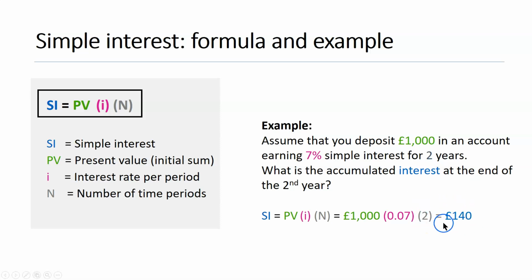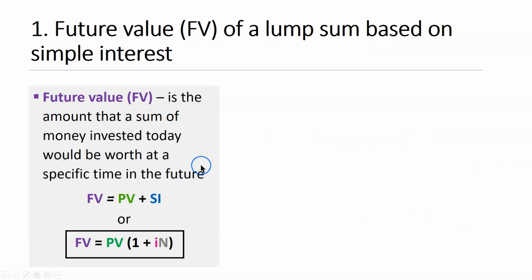And basically, this formula tells us that during this period, we would be able to earn £140 return. This is the simple interest. In fact, very simple indeed. And now let's start applying this idea to value different types of cash flows. Let's try to evaluate future value of a certain lump sum investment based on this simple interest.